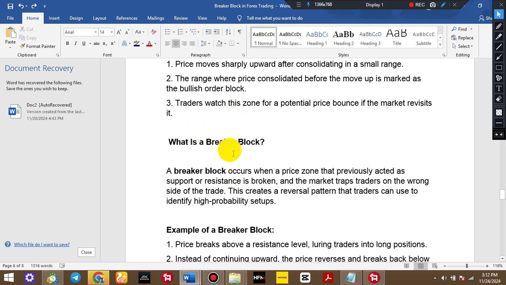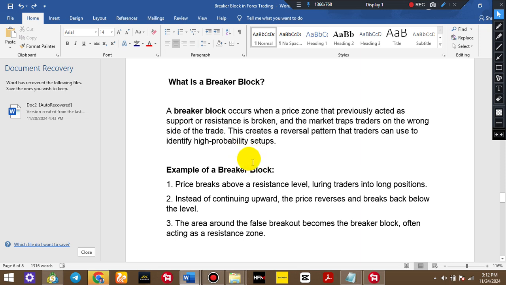What is a breaker block? Just based on the concept we are currently working on. A breaker block occurs when a price zone that previously acted as support or resistance is broken and the market traps traders on the wrong side of the trade. This creates a reversal pattern that traders can use to identify high probability setups.